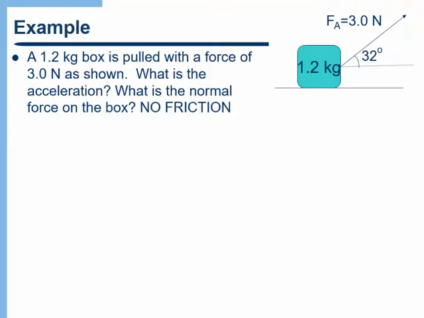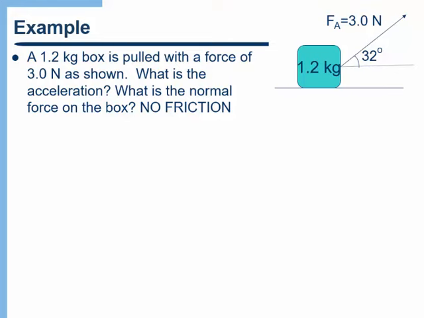Let's look at an example and apply our problem-solving steps. In this particular example, a 1.2 kilogram block is pulled with a force of 3 newtons as shown. What's the acceleration and what's the normal force on the box? And we're to assume that there's no friction.